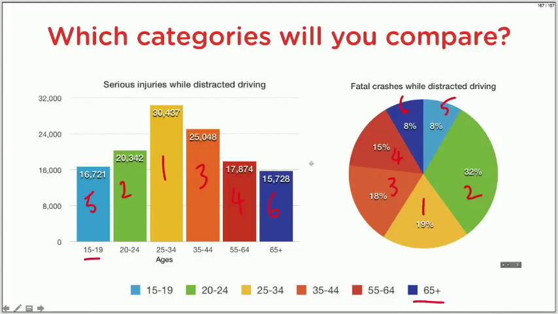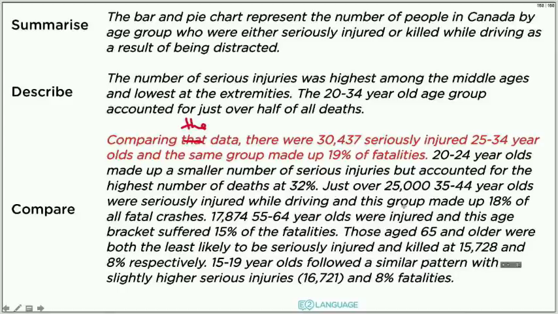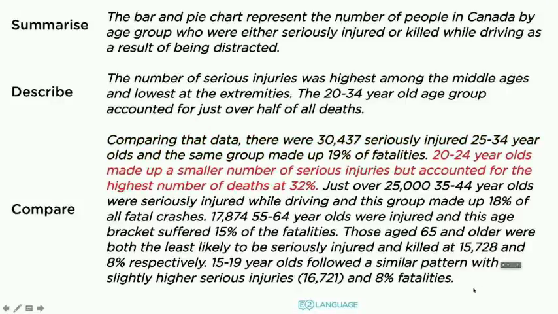So this is what my paragraph will look like, and let me show you it. So I wrote this. Sorry, that's a typographical error. It should say comparing the data. You need to be careful. Comparing the data, there were 30,437 seriously injured 25 to 34-year-olds. Here's my next subject, verb, object, and the same group, because I'm comparing the same group, made up 19% of the fatalities. Fine. Next sentence. 20 to 24-year-olds made up a smaller number of serious injuries, but accounted for the highest number of deaths at 32%.